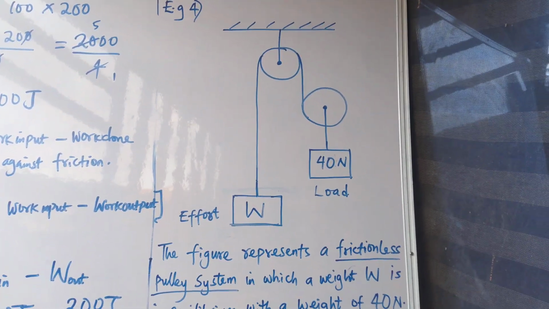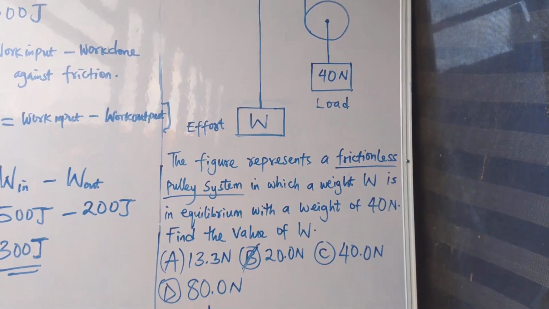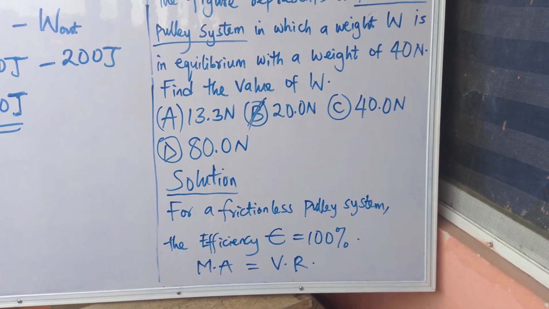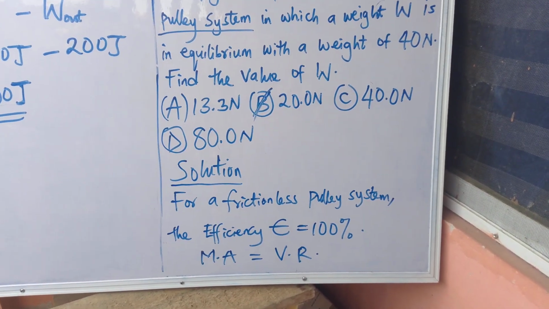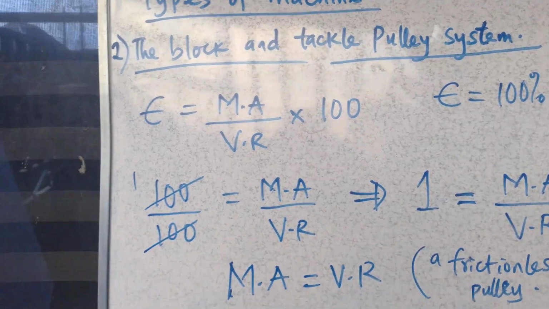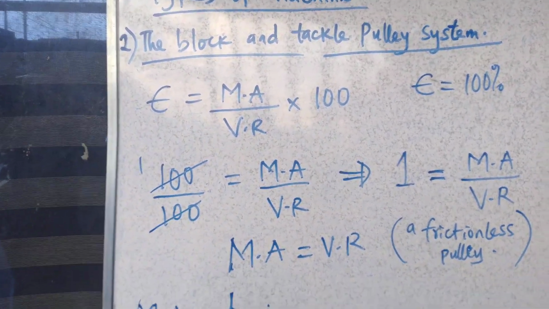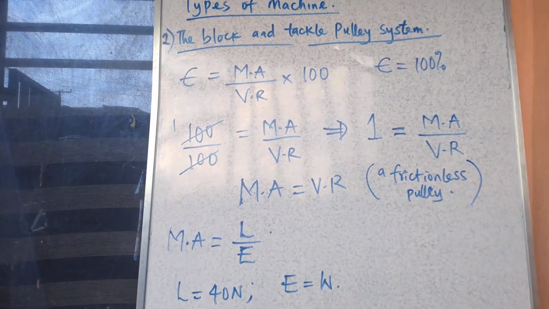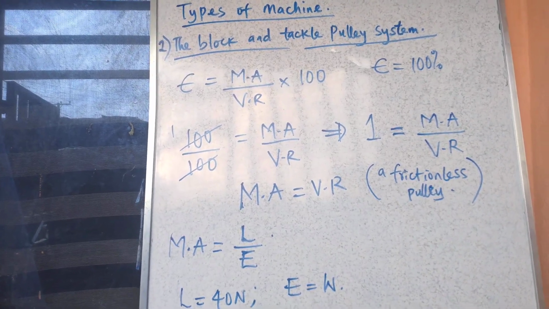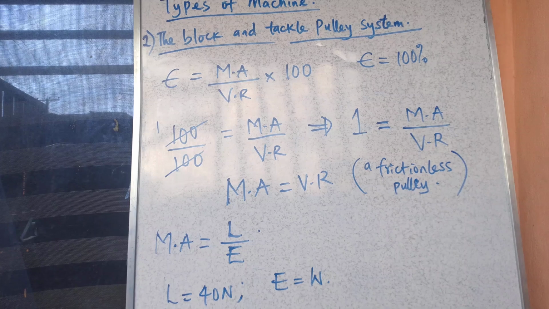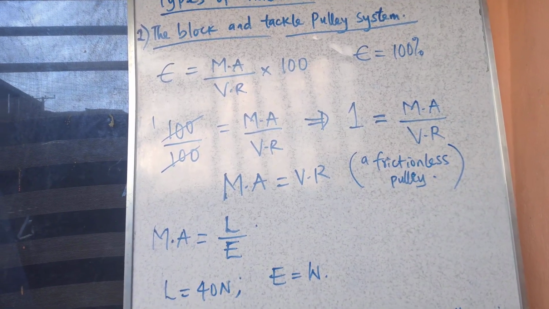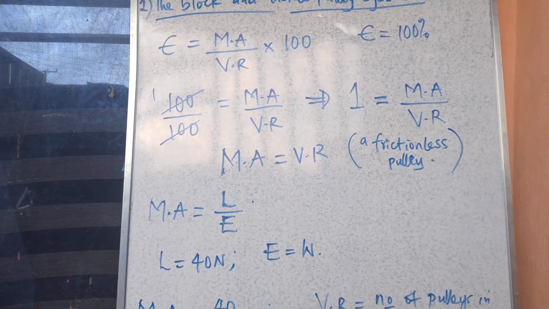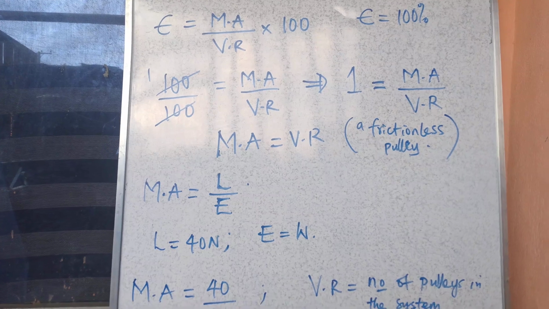Alright, so that is it. That's the question. Observe everything that we did, how we solved, and then we arrived at 20 Newton. For a frictionless pulley system, the efficiency is 100%, and the mechanical advantage equals the velocity ratio. The efficiency is mechanical advantage over velocity ratio times 100. So E is 100%. 100 over 100 equals MA over velocity ratio. Converting 100% to a fraction, that's 100 divided by 100, which is 1. So 1 is equal to MA over VR. If I cross multiply, mechanical advantage is equal to velocity ratio. That's for a frictionless pulley.